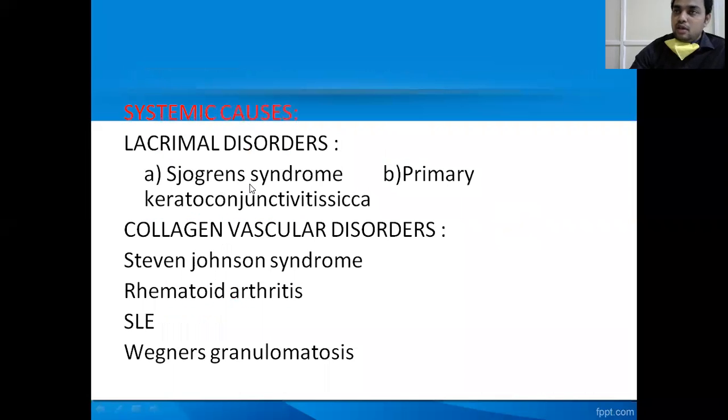Systemic causes are autoimmune disorders like Sjogren's syndrome and primary keratoconjunctivitis sicca, and collagen vascular disorders like Stevens-Johnson syndrome, rheumatoid arthritis, SLE and Wegener's granulomatosis. These all come under systemic immune causes of corneal ulcers.